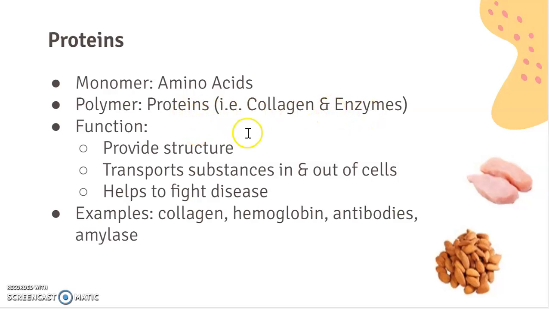The function of proteins is to provide structure and transport substances in and out of cells. We're going to talk about this more when we get into organelles, but basically there are protein channels that allow certain things to come in and out of cells that normally can't. Last but not least, proteins help fight off diseases. Some examples of proteins are collagen, hemoglobin, antibodies, and amylase. Some food sources are almonds, chicken, nuts, and poultry. Any type of meat is going to be a great source of protein.